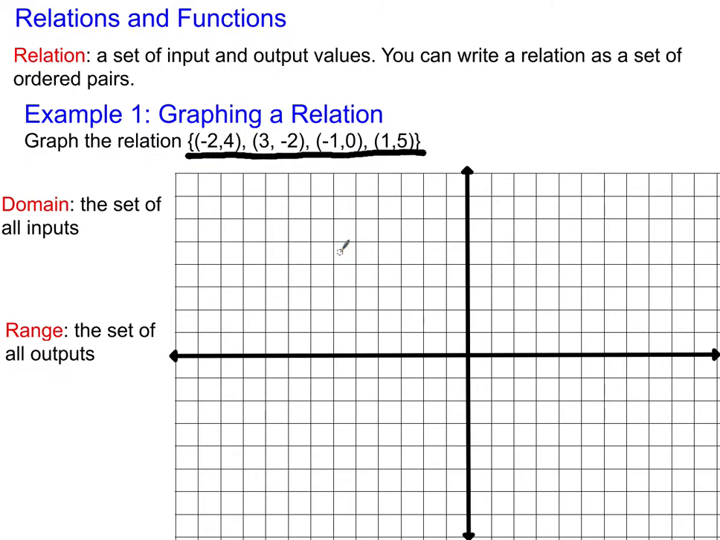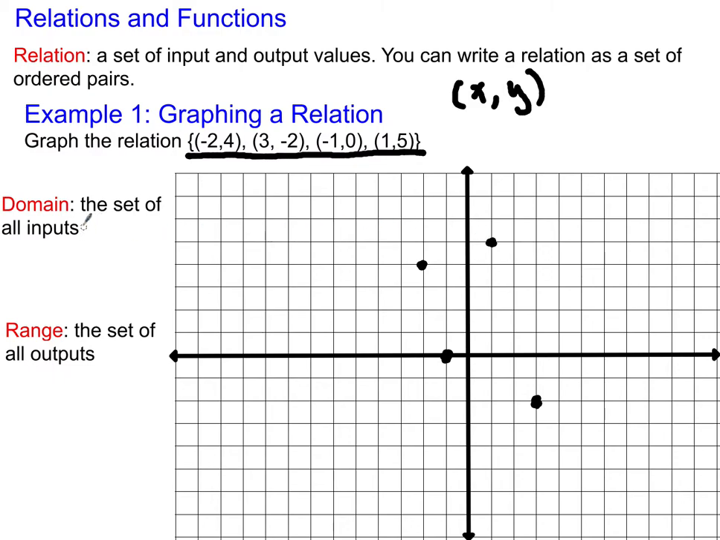So you've already graphed relations before and you may not have known it. This ordered pair, these are the x, y values. So if you go -2 on the x-axis and up to +4 on the y-axis, there's 1 point. If you go to +3 on the x-axis and then down to -2, here's another point. -1, 0, and 1, 5. Alright, so this is the graph of our relation.